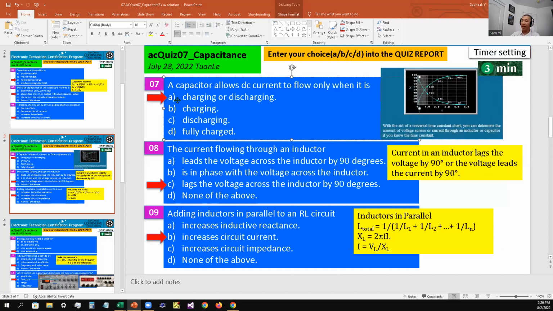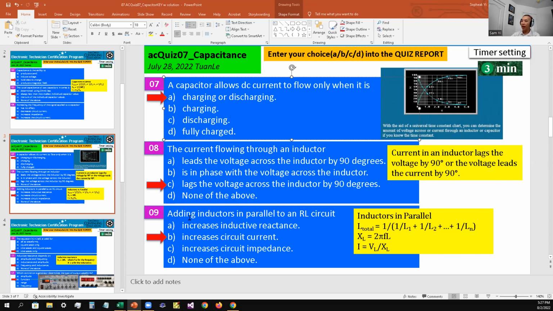Okay, so that's A as in apple for 7. For the A, the current flows through the inductor. Anything flowing through the inductor, the inductor current lags the voltage by 90 degrees, and the voltage leads the current by 90 degrees. So the answer is C as in cat for number 8.